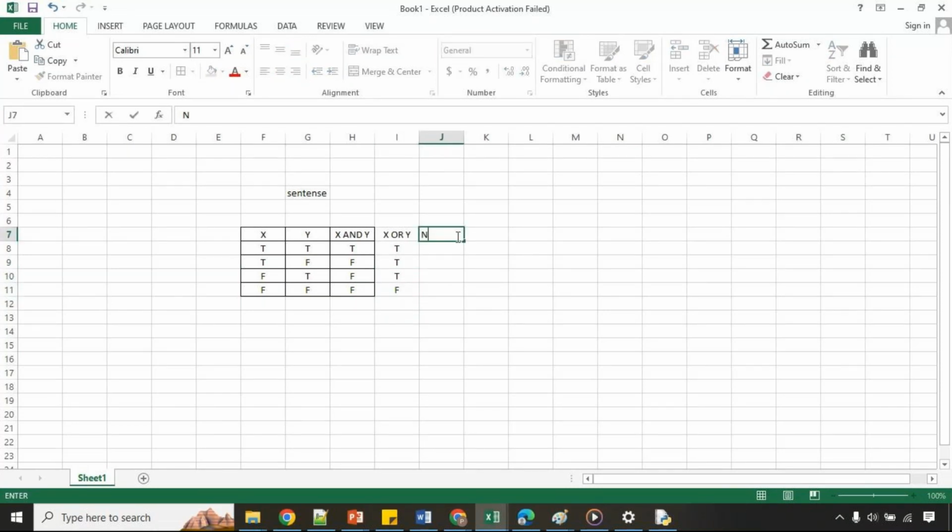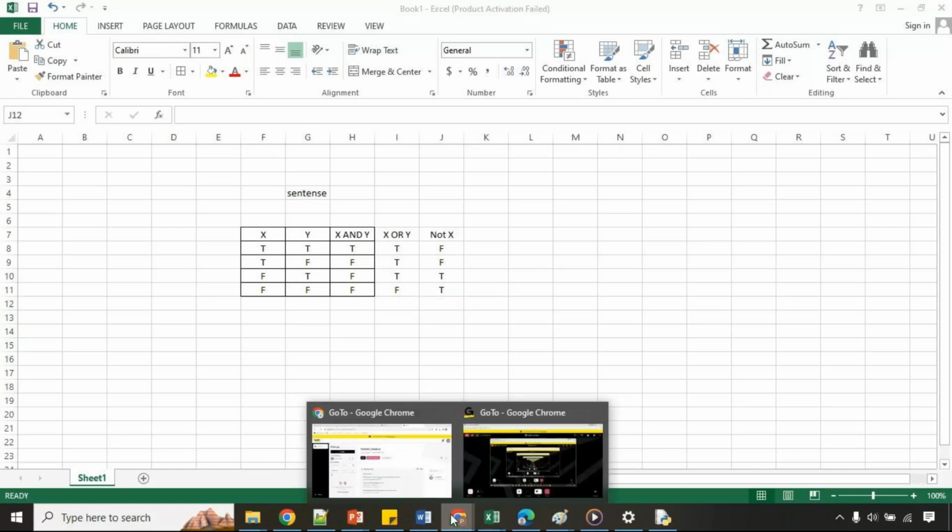Then there is NOT. NOT X means negation. Whatever is true becomes false, and false becomes true. Okay, so remember this one, guys.